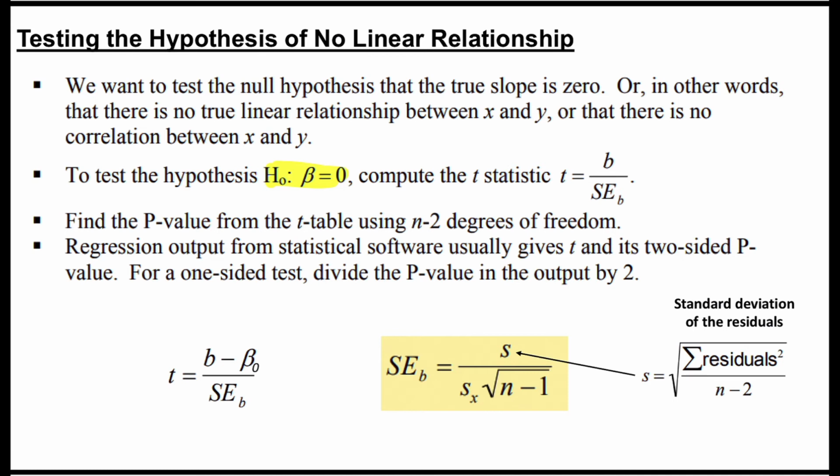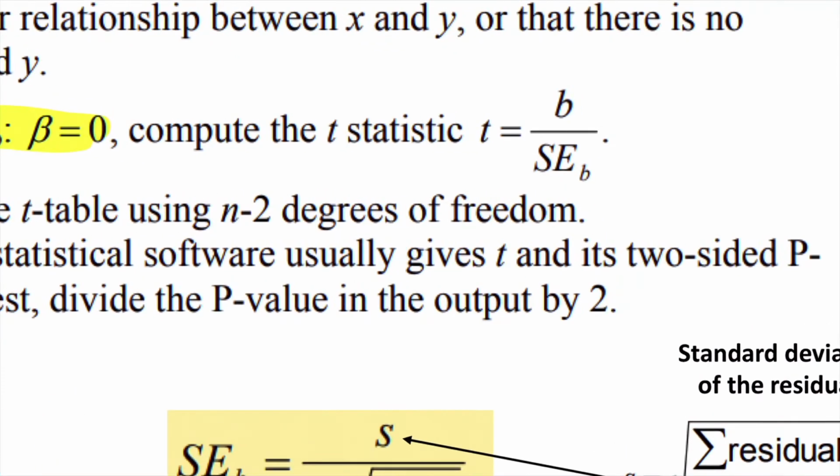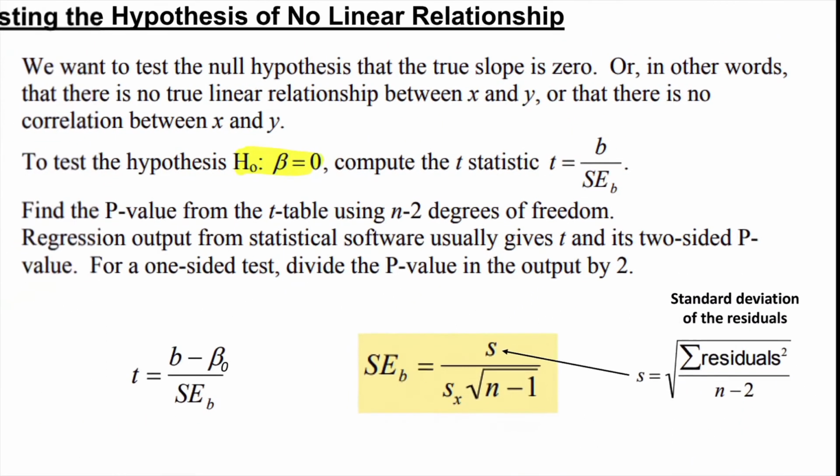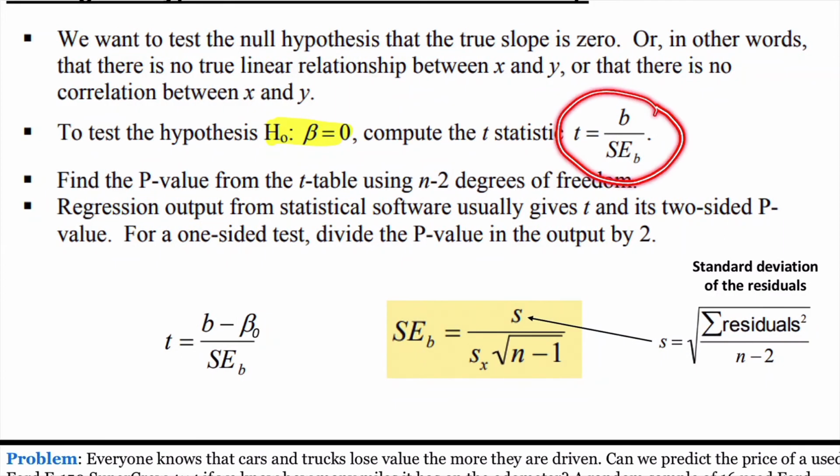How do I compute the T statistic? I'm going to use this formula here. What is lowercase b again? Slope. Sample slope. Divided by the standard error of that slope, which they'll give you. So that's the one we have to calculate.